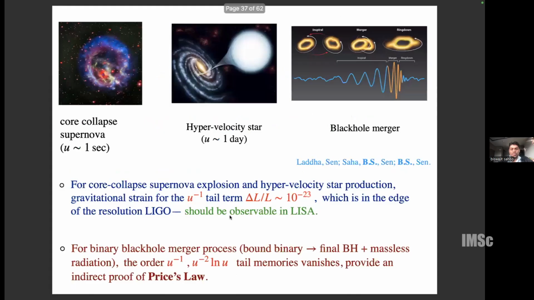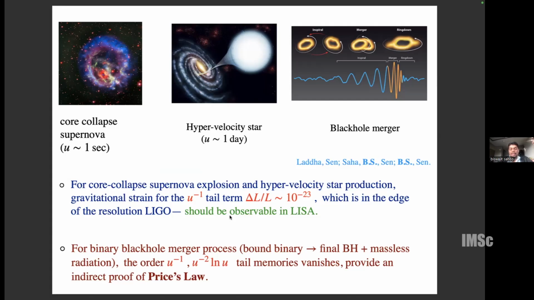Okay, now once we have these formulas, we can ask, are those physically observable? Do they have some observational signatures? So for that, we tried to do some order of magnitude estimation of gravitational strain for some kind of events, like for example the core collapse supernova event which happened in 1987 in our own galaxy, which produced a neutron star. We took the data and tried to estimate what is the 1 over u tail contribution, whether it gives some strain which is inside the current resolution of the detectors.